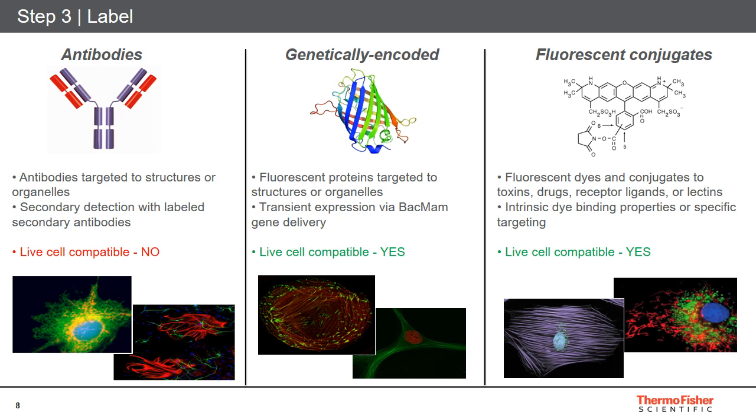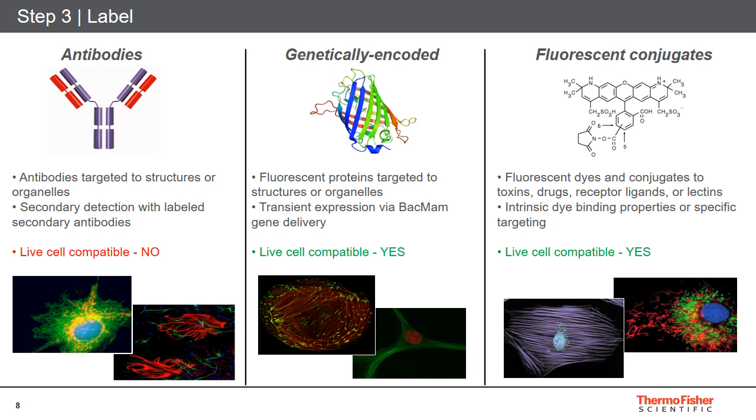One of them is a genetically encoded approach. These are the traditional fluorescent protein types of labels, so GFP, RFP, and all the rest of the fluorescent protein family. These require live cells in order to be expressed and folded up properly and become fluorescent. So this is very much a live cell compatible workflow.